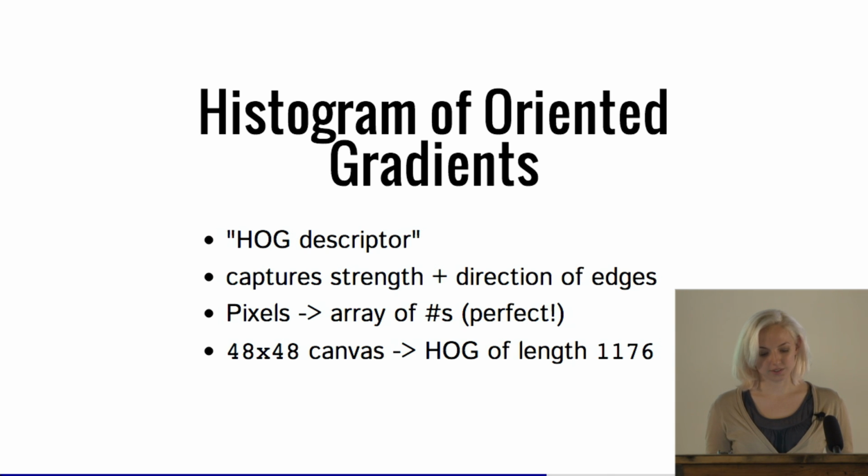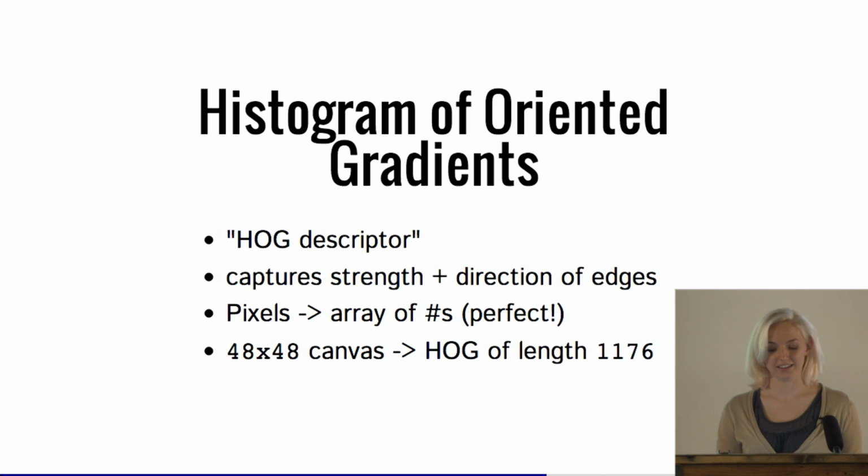And this will capture the edges that we were looking for before, but also capture the direction of the edges. So we'll capture the angle of the cat ear, and it does it even better. And a Hog descriptor is an array of numbers. So this is perfect. This is exactly what we need to feed into our classifier. Just to give you an idea, the Hog descriptor is going to be an array of about 1,000 numbers.